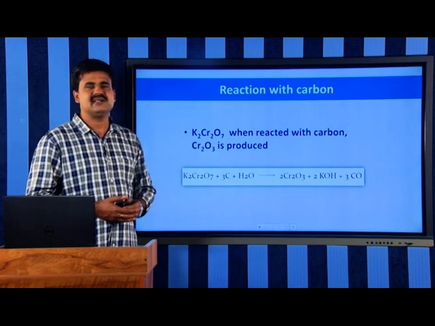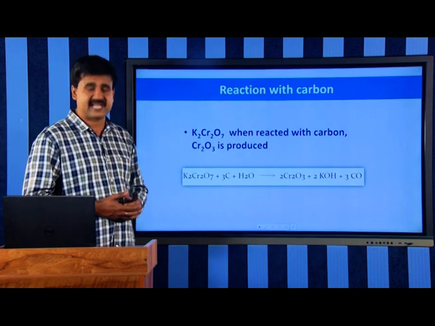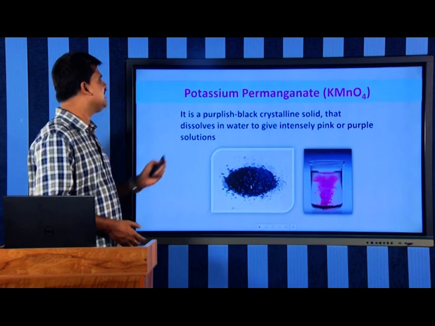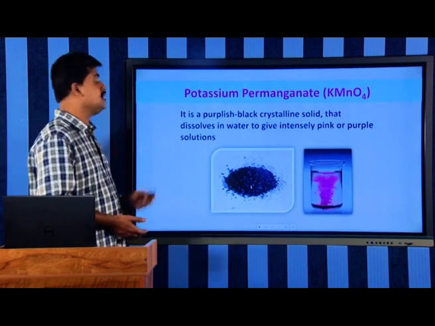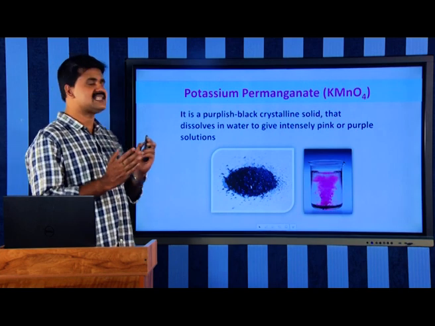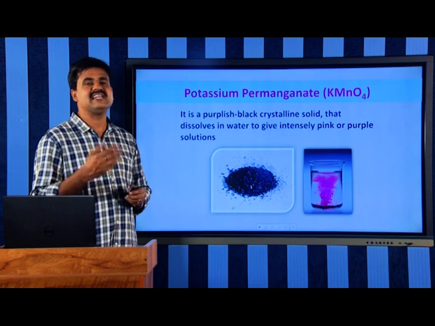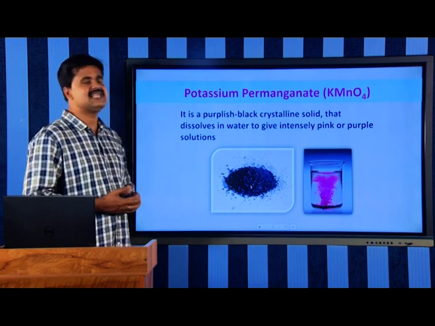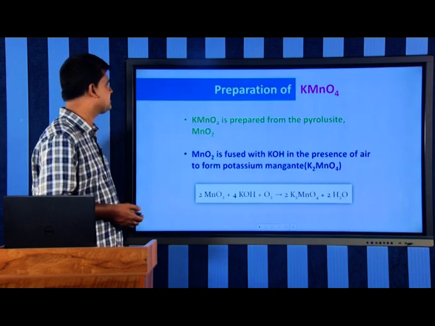This was about the preparation, properties and reactions of potassium dichromate. Moving on to the next compound, that is potassium permanganate. Potassium permanganate is a purple black crystalline solid that dissolves readily in water to produce intense pink or purple colored solution as shown in the picture.